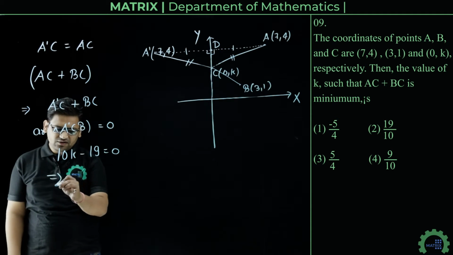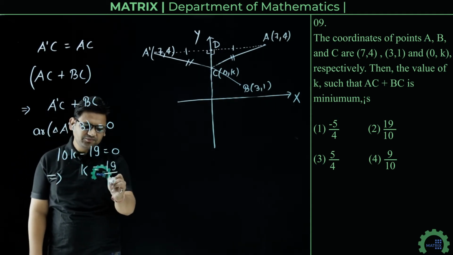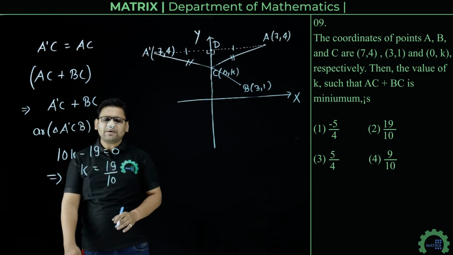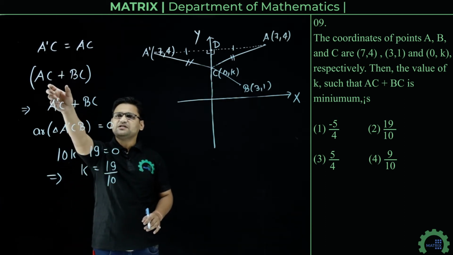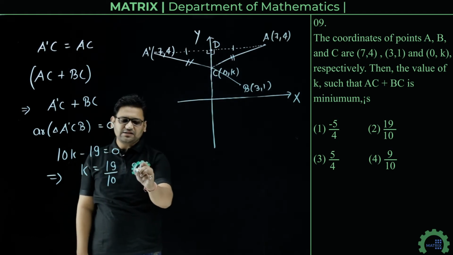So from here we get k is equal to 19 by 10. So the value of k is 19 by 10, for which the value AC plus BC is minimum. So option number 2 is the correct answer.